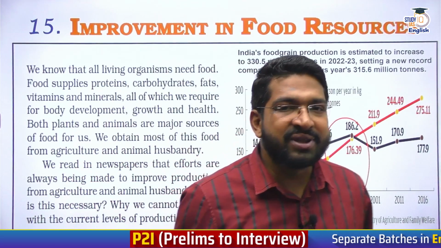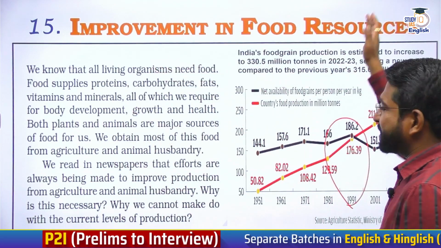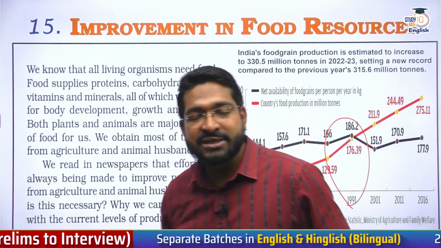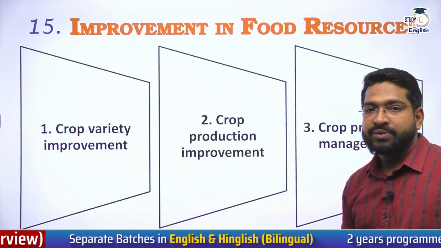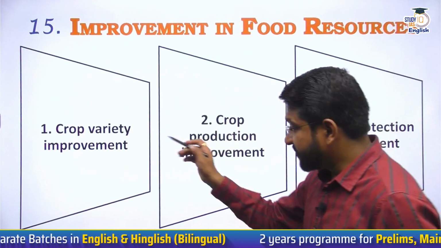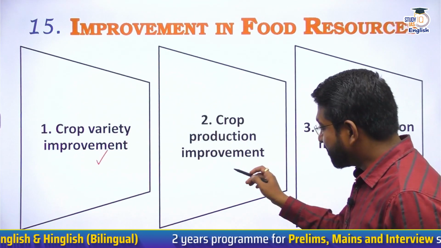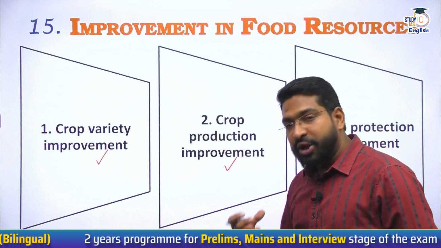How have we achieved this? How did we do it? How did we improve our food resources? That is the agenda of today's discussion. And this discussion is divided into 3 different dimensions, 3 different stages. We'll understand improvement in our food resources first through improvement in crop variety. Next, improvement in our crop production system. Crop production means the crop production parameters.